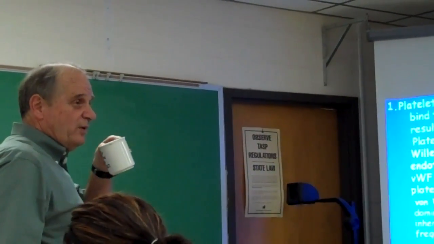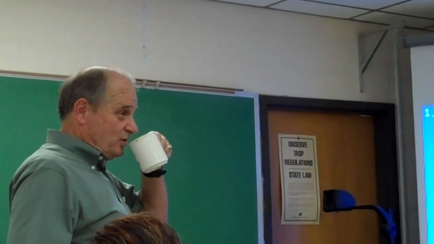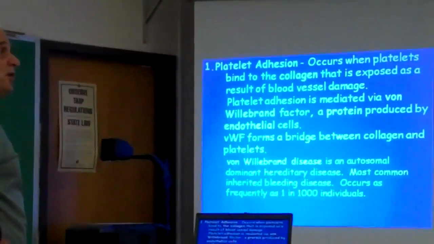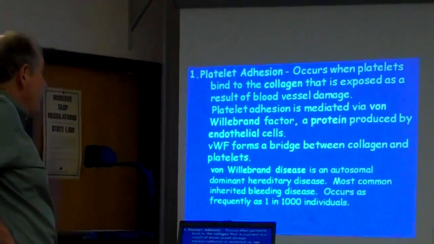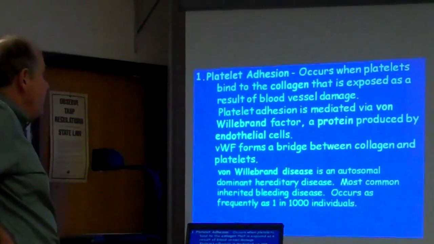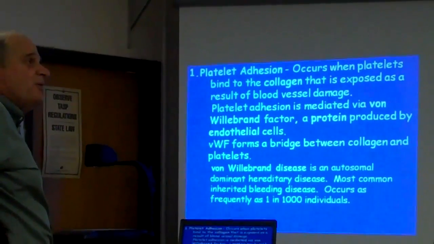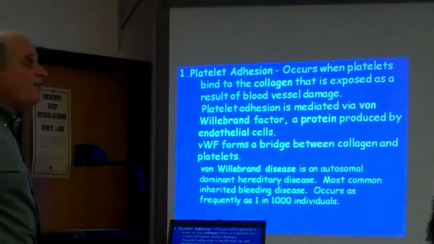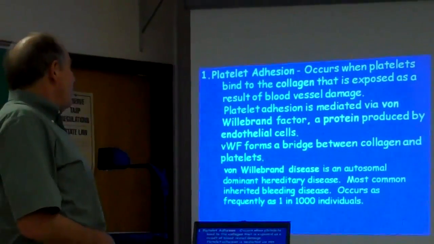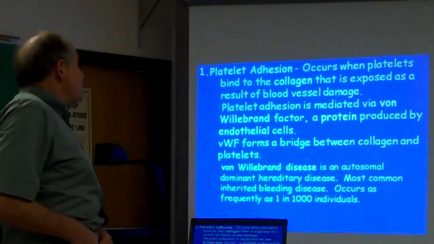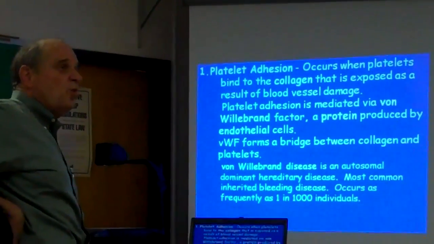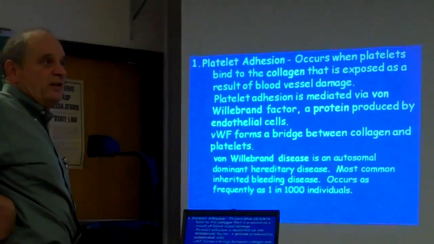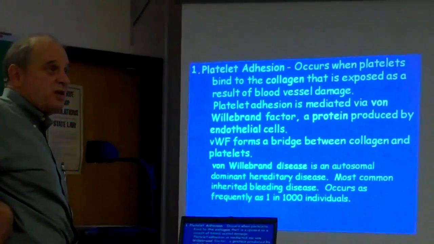Now, don't forget what endothelial cells are: the lining of the blood vessel. The inner lining of the blood vessel is the endothelium. And VWF, I start to say VFW, Veterans of Foreign Wars. The VWF, von Willebrand, forms a bridge between collagen and the platelet. Collagen where? The damaged vessel exposes collagen.